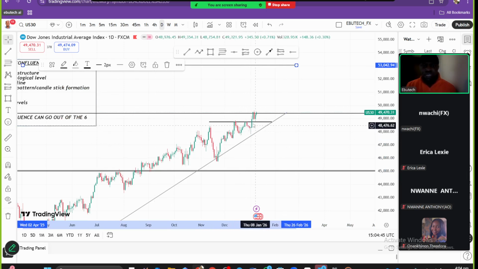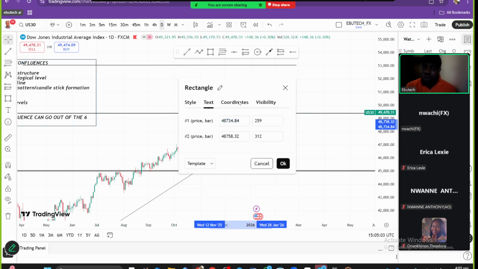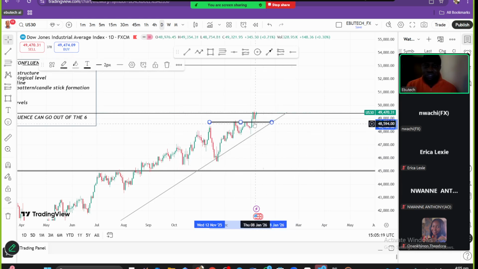So now this is another key level that I'm seeing, and you see this key level is also a psychological zone. It's a key level and also a psychological zone. If you double click it now and come here, you see 48,730. If you make it 48,700, you see, it's also a psychological level.